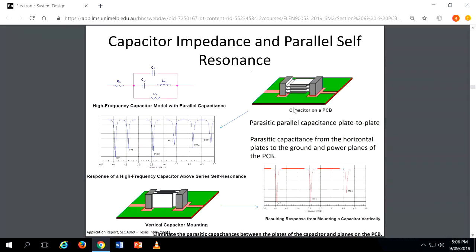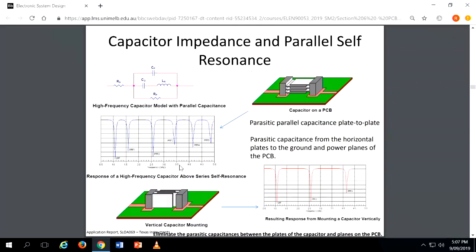If you look at your capacitor, you can mount it in different ways, because a capacitor is made of so many layers, like sandwiches, two layers sandwiched by a dielectric. Sometimes in your circuit, if you are mounting the planes in parallel, then at high frequency the capacitor shows a parallel capacitance. If you are mounting like this, then there is parasitic parallel capacitance plate to plate. So you get a lot of parasitic plate to plate capacitance.